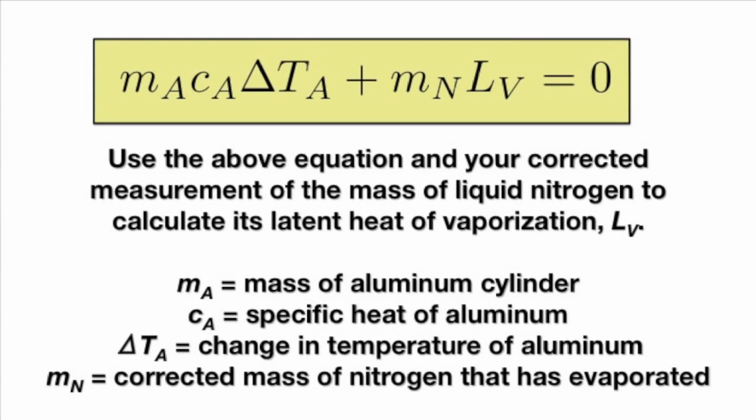The heat lost by the aluminum is equal to its mass times its specific heat times its change in temperature, while the heat gained by the liquid nitrogen is equal to the mass evaporated times the latent heat of vaporization. Use the above equation we derived previously and your corrected measurement of the mass of the liquid nitrogen that evaporated to calculate the latent heat of vaporization of the liquid nitrogen.